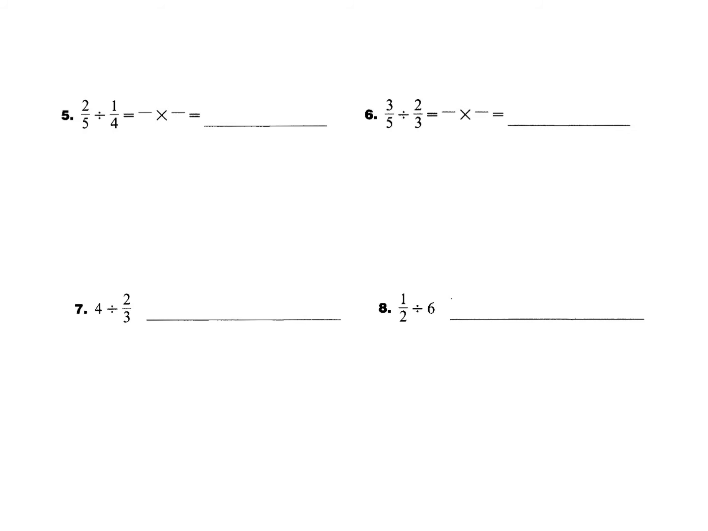Question number 5, 2/5 divided by 1/4. First we keep, then we change, then we flip. We cannot reduce before we multiply. 2 times 4 equals 8. 5 times 1 equals 5. 5 is able to divide 8 once with 3 left over. So our answer is 1 3/5.